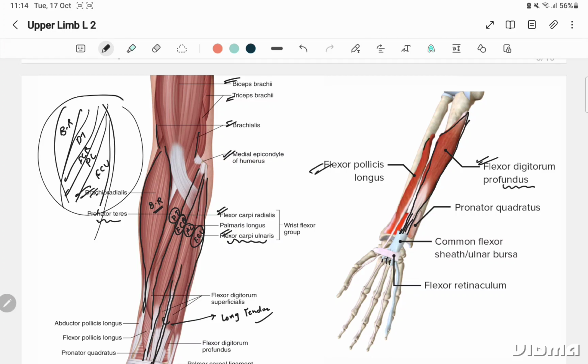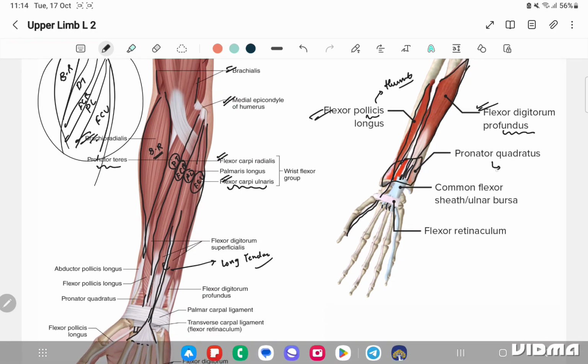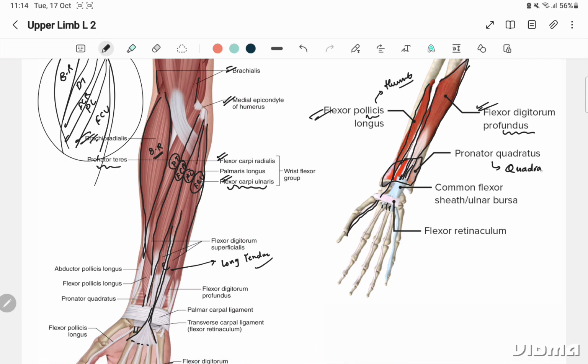The flexor pollicis longus comes like this, and the tendon goes to the thumb. The pollicis means the thumb, and the pronator quadratus is a quadrangular muscle. It is a quadrangular muscle.